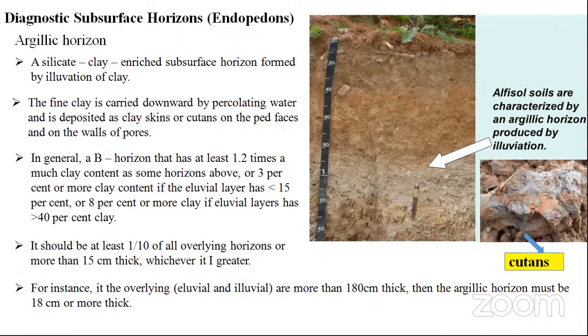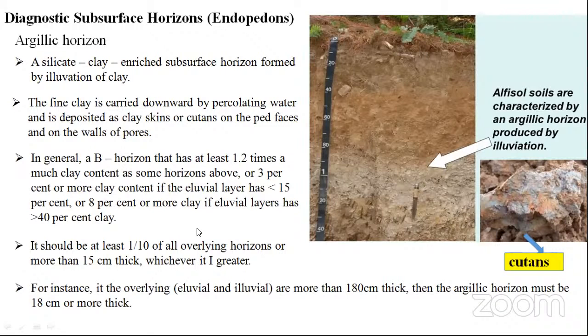Okay, students, it should be 1/10 of the overlying layers. The thickness should be 1/10 of the other horizons. What are those horizons? If the eluvial and illuvial horizons are around 180 centimeters thickness, then this argillic horizon should be around 18 centimeters thickness. Please remember, you will get many questions on this in the exam on endopedons.